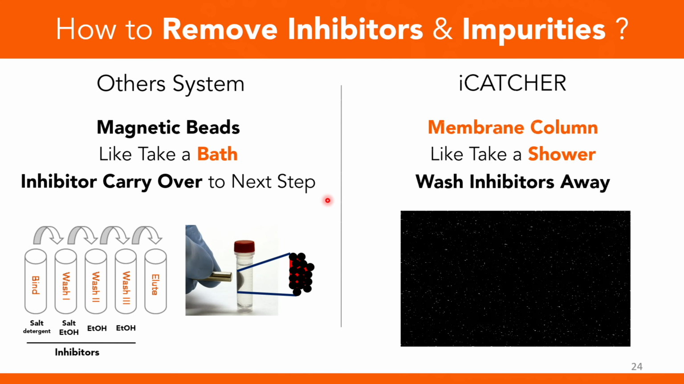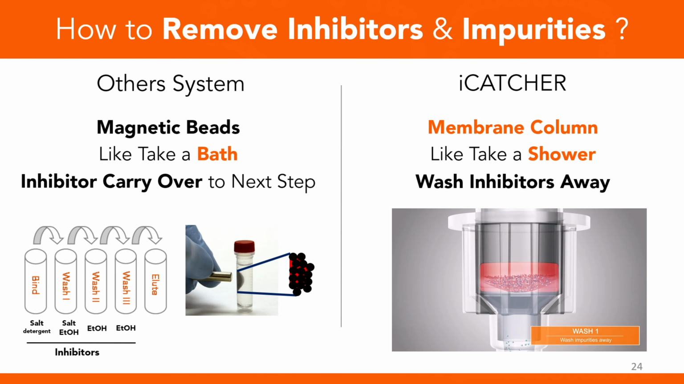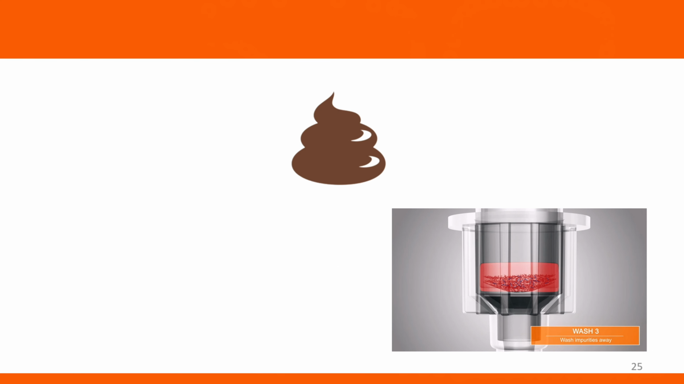And our solution for iCatcher, because we are based on membrane column, is a very special way. We use a wash-away method, like taking a shower, to wash all inhibitors and impurities away. Here is the video. We do wash away again. We do several rounds of wash away to remove all the inhibitors and impurities. So it's very efficient and won't carry over. It's a very good way to handle stool samples.